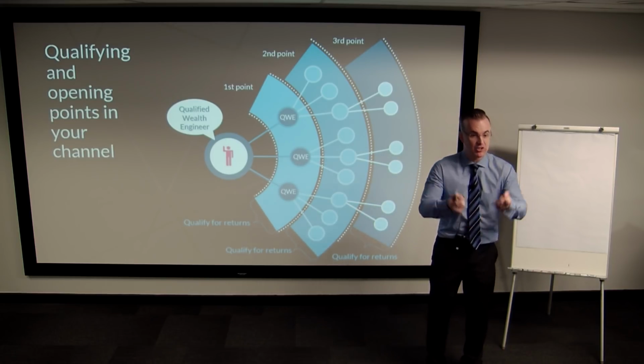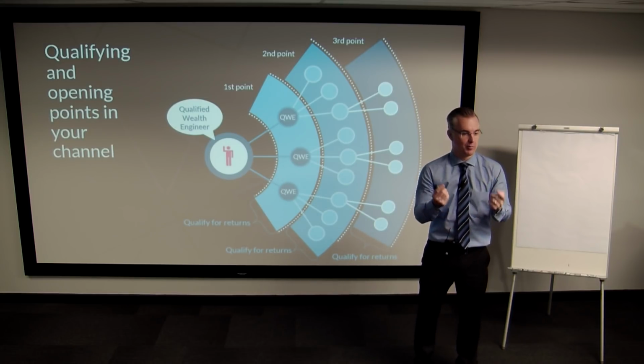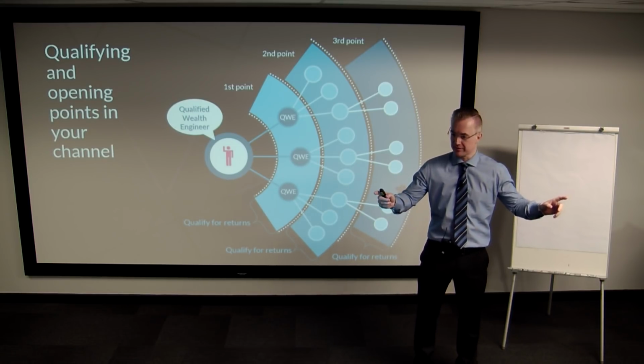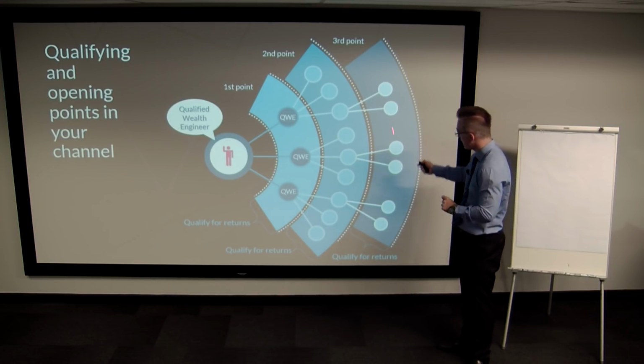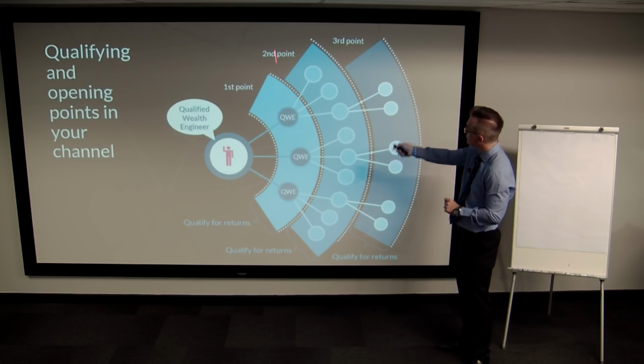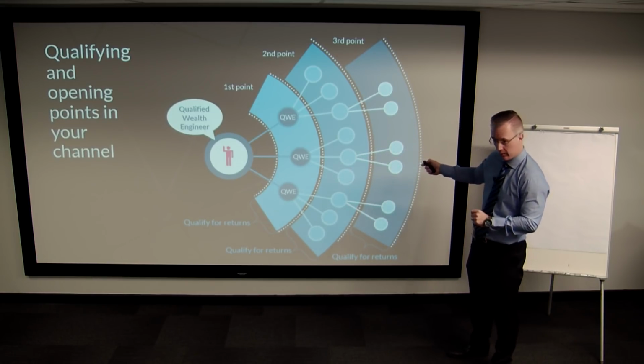So what you want to do is work on your first pointers to get them qualified so that they earn from us because we will pay them. And when we pay them, now they're believers. Now they really get down to business. Okay? They really get down to business. He gets qualified and suddenly you've got 3 qualified wealth engineers. You are now earning on all 3 points. You can see none of these guys are qualified here, but it doesn't matter.